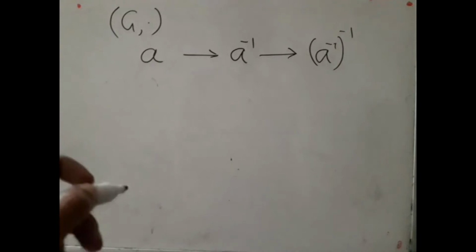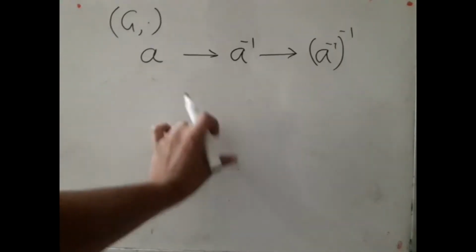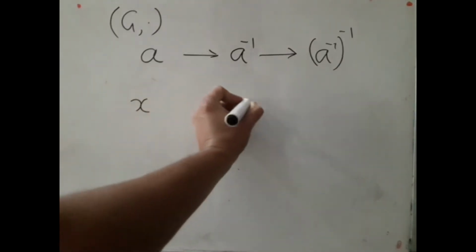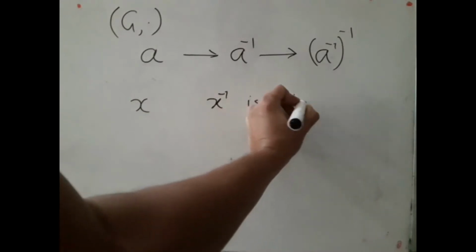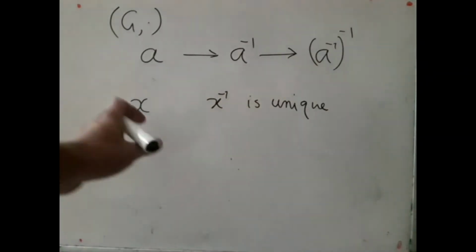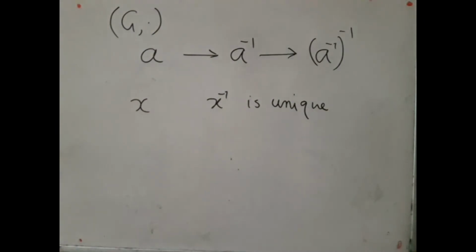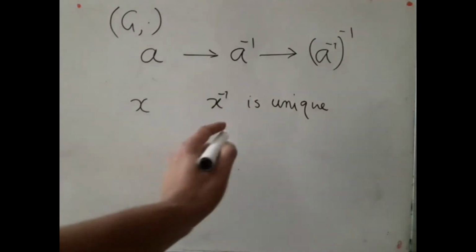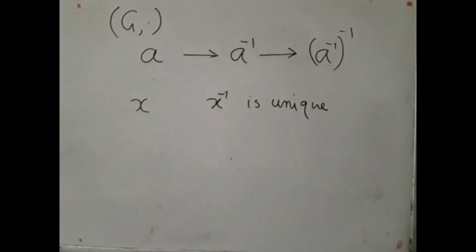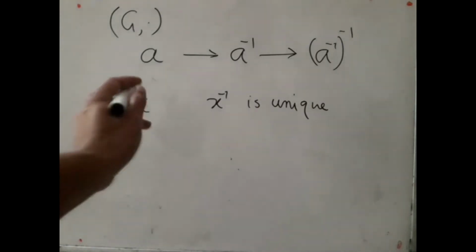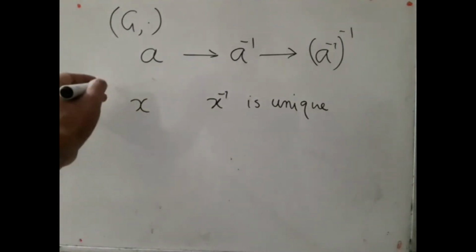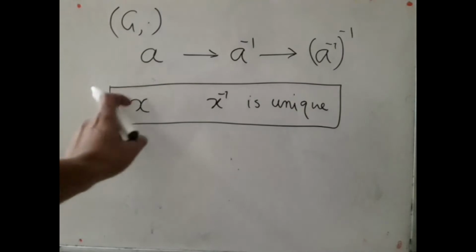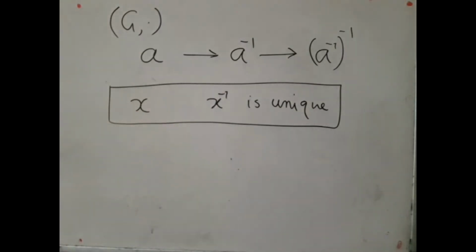To prove this, we have to first observe this fact, which is that if I give you any element x, then x inverse is unique. So the same element cannot have more than one inverse. I have not proved this. I earlier proved the unique existence of the identity element, but this is also a fact that you should try to prove for yourself. If I give you any element x in a group, it has got exactly one inverse.